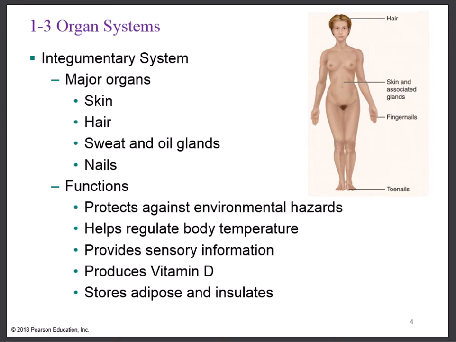So the first system we want to just kind of give an overview of is the integumentary system. This is going to include our skin, our hair, our body hair, our sweat glands, our oil glands, and then our fingernails and toenails. So they make up the anatomy of the integumentary system.